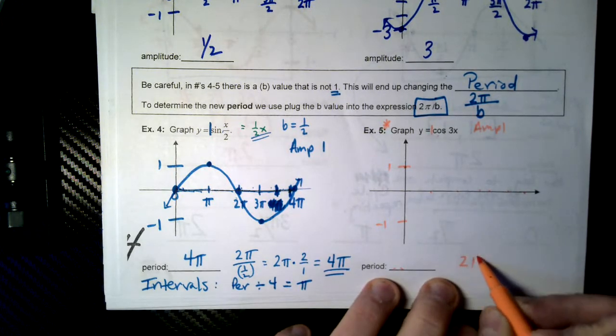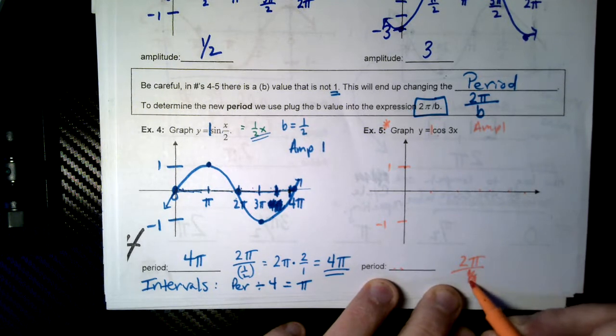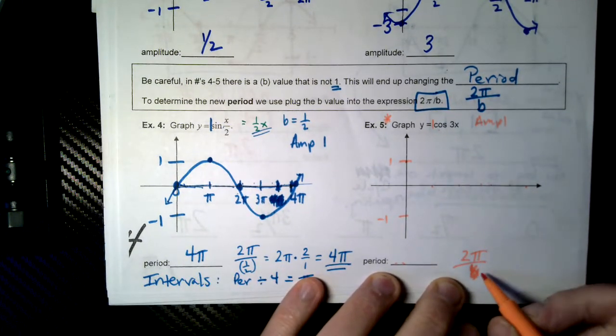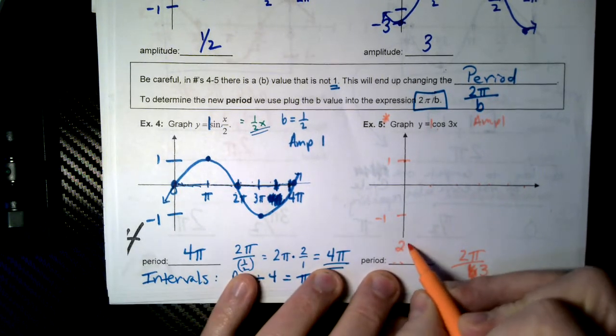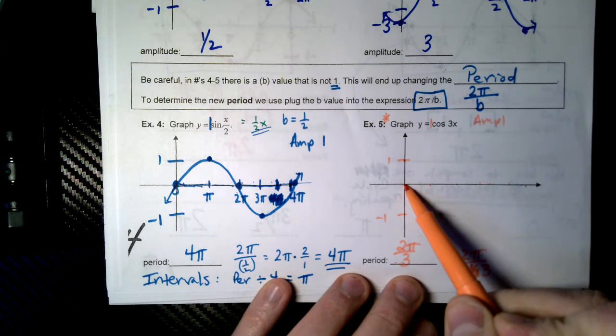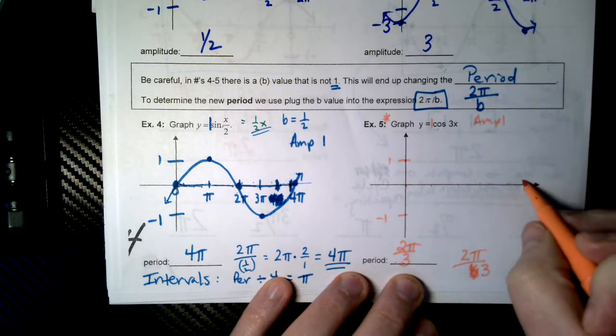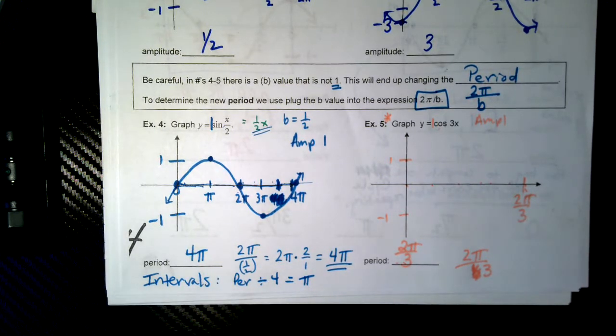The period length is 2 pi divided by whatever the b value is. Now the b value here is the number 3. And so the period length is just 2 pi over 3. So it's going to start here at 0, and it's going to end at 2 pi over 3. 2 pi over 3 is where it ends.